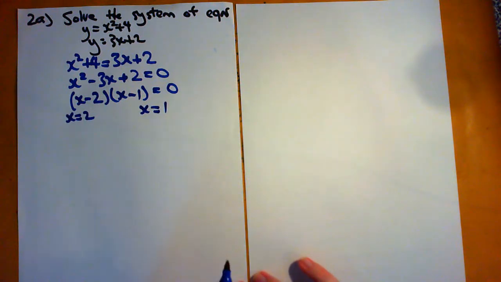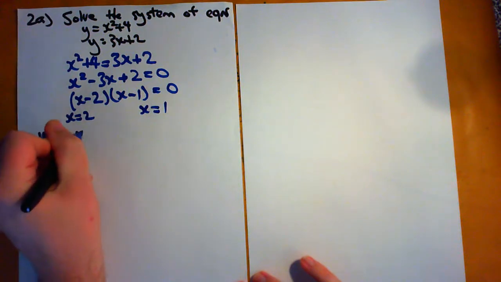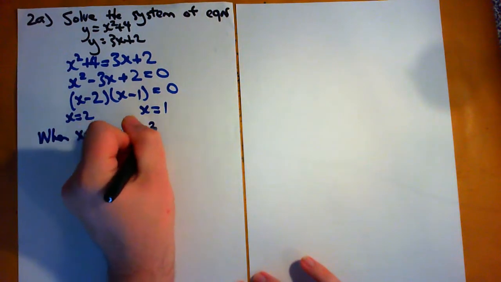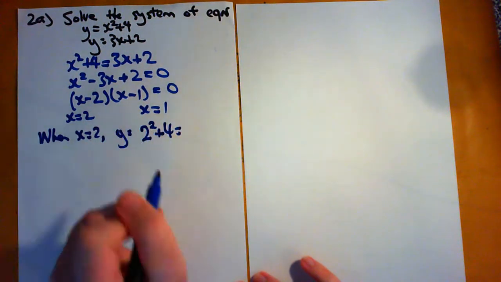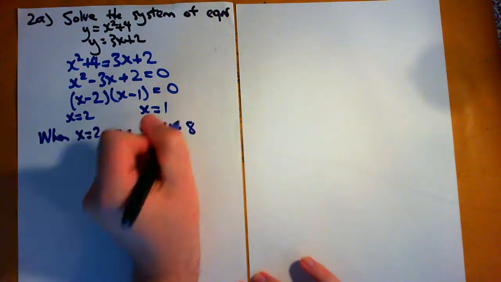So we'll substitute our two x values separately into one of the original equations. I'll choose the first one. We'll go with x squared plus 4. So when x equals 2, y is going to be, x is 2, so that will be 2 squared plus 4. 2 squared is 4, so that's going to be 4 plus 4, which is 8.